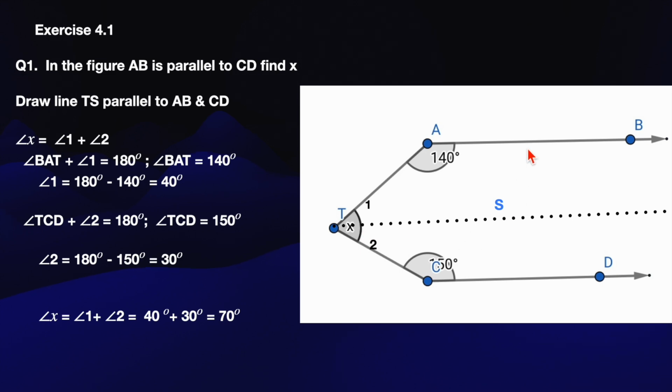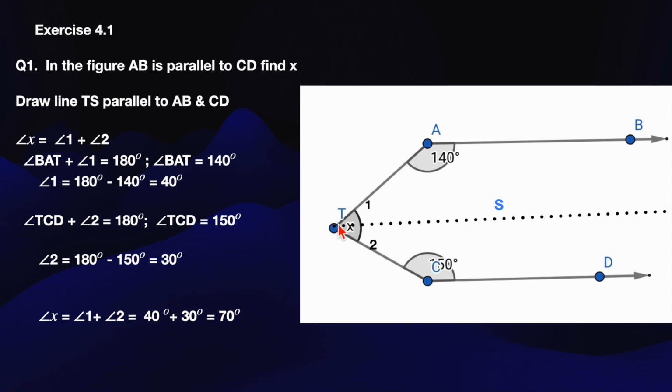So these are the two parallel lines and AT is the transversal. So these two are interior angles on the same side of the transversal and their sum will be 180 degrees. So angle 1 plus 140 degrees is equal to 180 degrees. So angle 1 is 180 minus 140, that is 40 degrees.